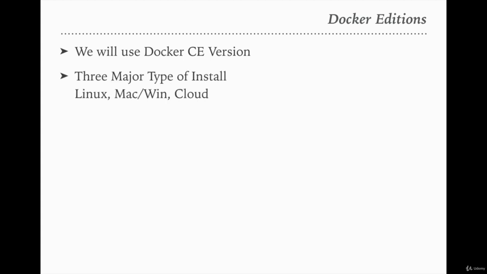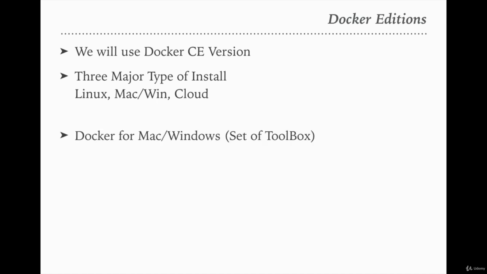There are three major types of Docker install. The first one is Linux. We have seen there were different Docker editions available for different flavors of Linux. The second is Mac and Windows, and the third is cloud. So we will talk about these.